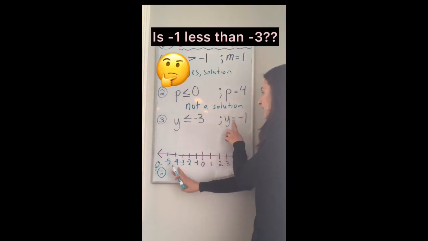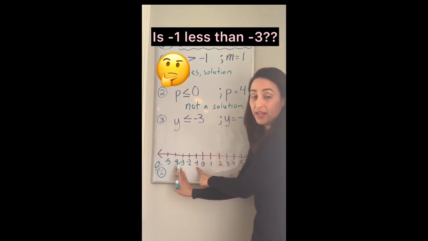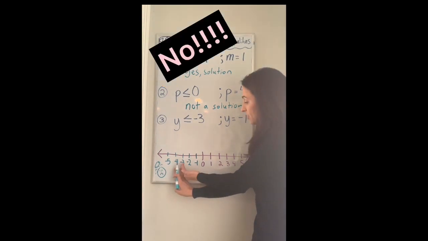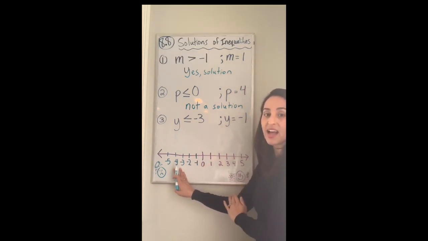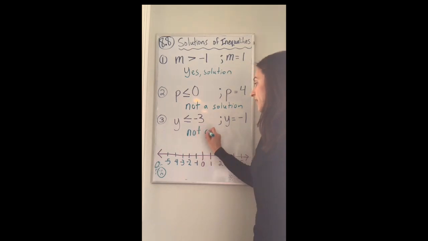It says here that y is equal to -1. Is -1 less than -3? No, it's greater because it's going towards the happy days and the sun. So this is not a solution. Not a solution.